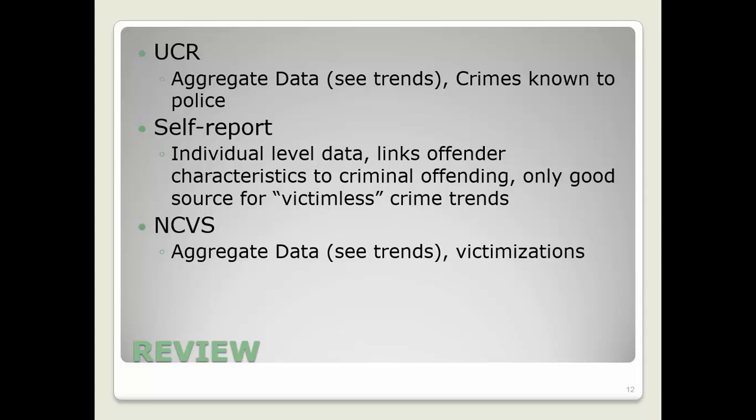So what do we have? We have three sources of information to get at crime in the U.S. Our UCR data is our police data. It's crimes known and recorded by the police. This is aggregate level data. It tells us about cities, states, metropolitan areas, and its biggest use is looking at crime trends, right? So we know every year we're not going to get an accurate count of the number of assaults that have happened because a lot of assaults don't get reported to the police.